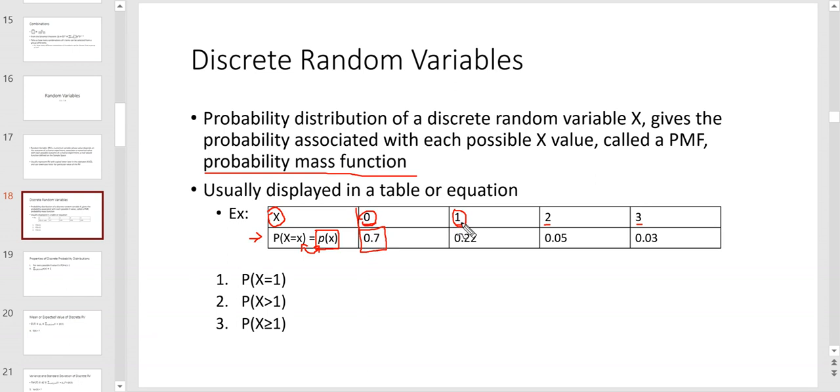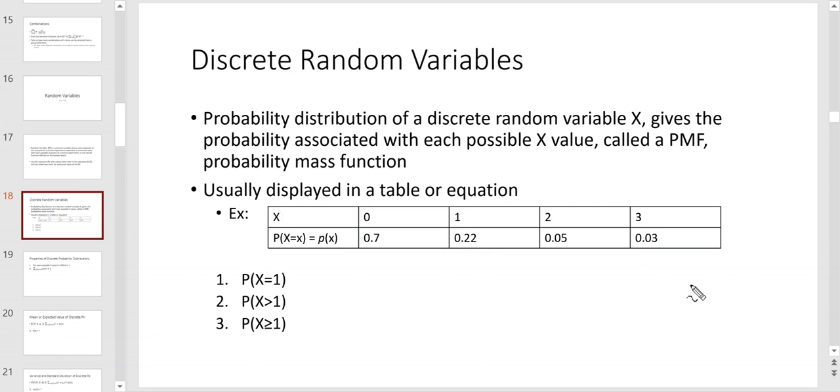The probability that x equals 1 is 22%, or 0.22. The probability that x equals 2 is 0.05 and x equals 3 is 0.03. These must all add up to 1 or 100%. So you should always check this, or else this is not a probability mass function.